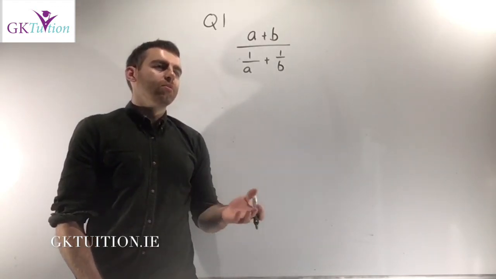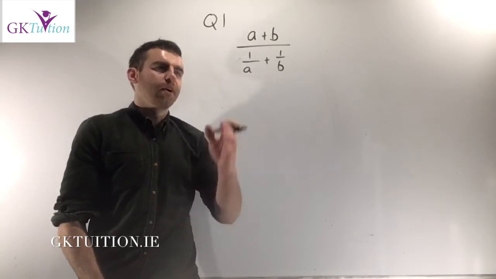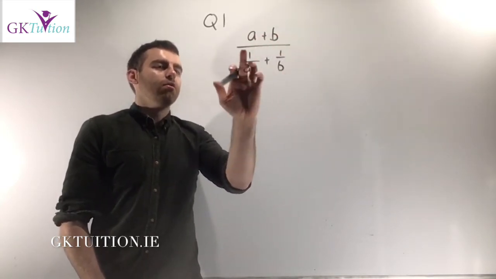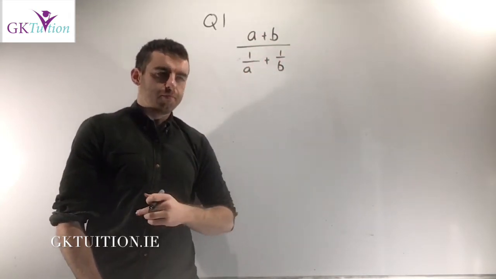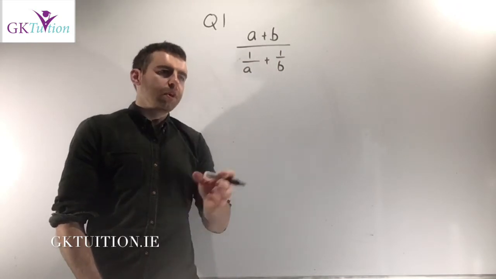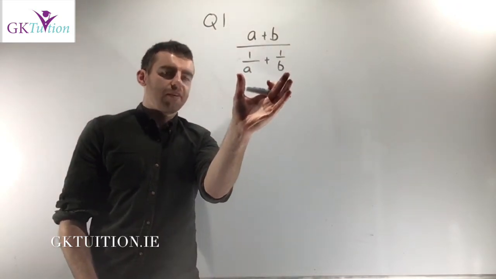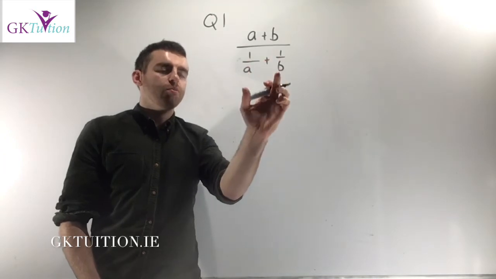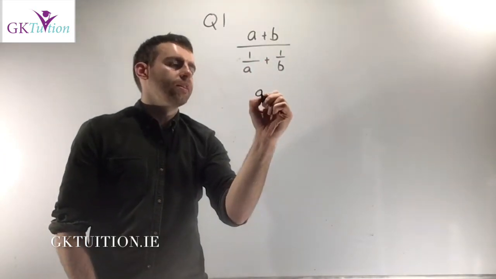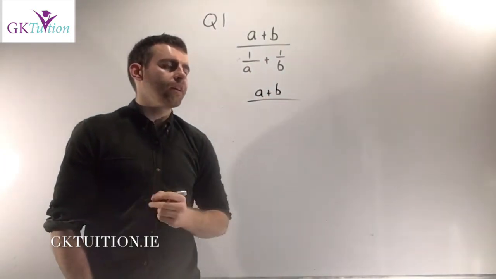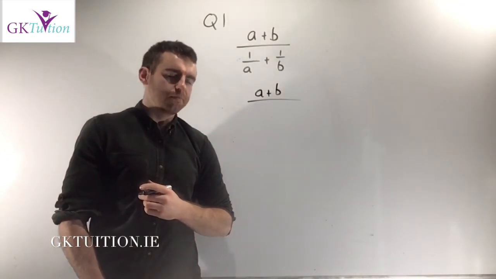Question 1 here, you were given this fraction and you're asked to simplify. You've a plus b all over 1 over a plus 1 over b. The first thing that we should do here is, on the bottom of the fraction, try and add 1 over a and 1 over b together. So to start this one off, we'll do nothing with the top of the fraction. We'll just leave it as a plus b.